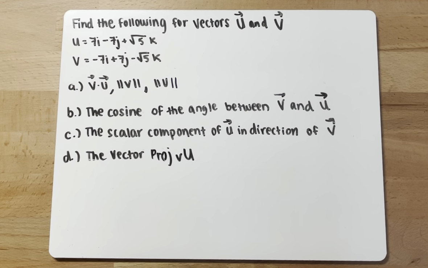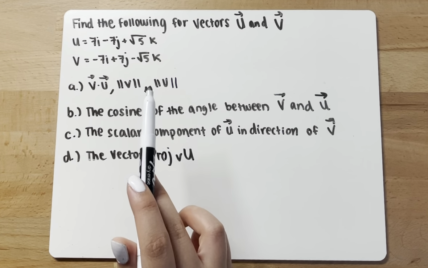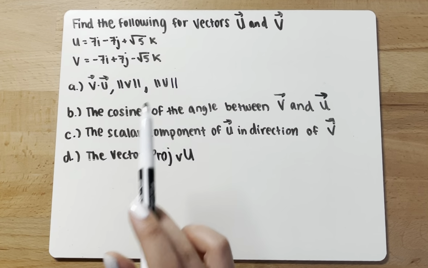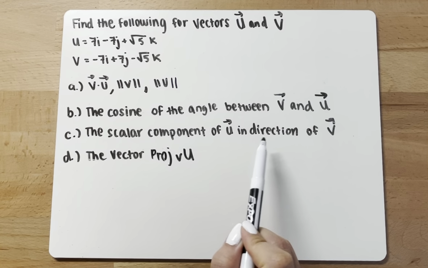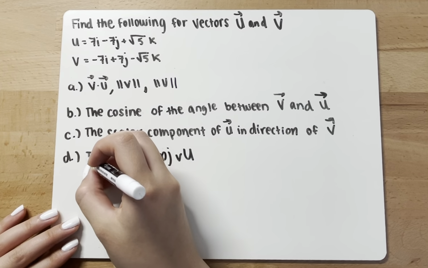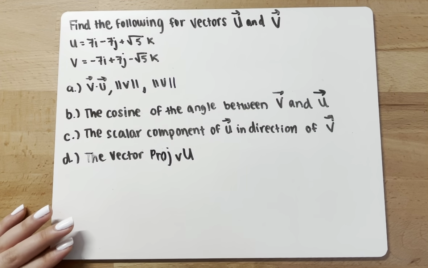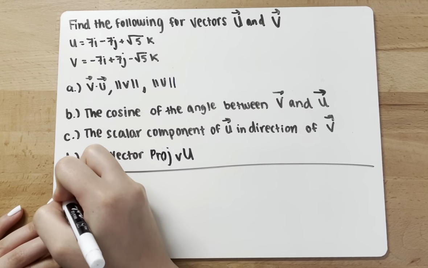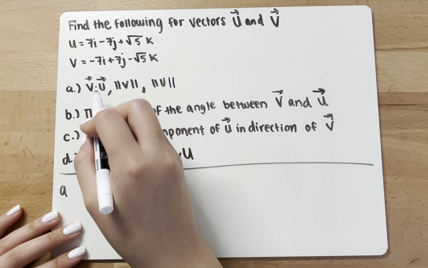This problem asks you to find the following for vectors u and v. So you want to find the dot product, the magnitude of v, the magnitude of u, the cosine of the angle between v and u, the scalar component of u in the direction of v, and the vector projection of u onto v. So let's start with part A, which is to find the dot product of v and u.